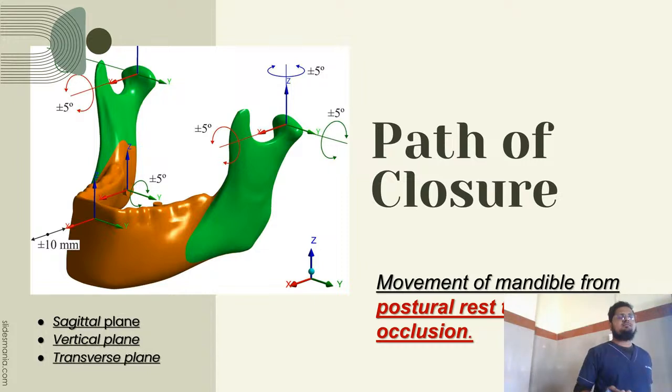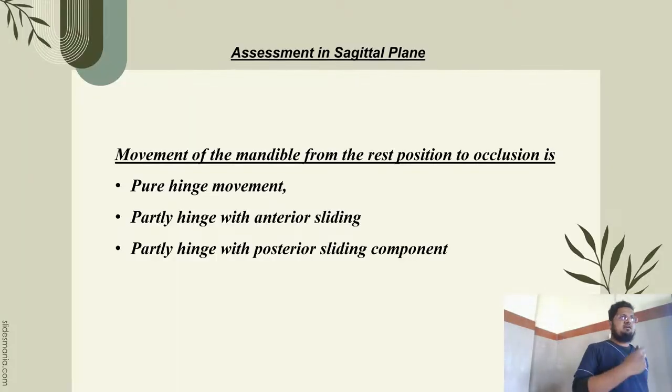The closure of the mandible from postural rest to centric occlusion is also called the path of closure. The path of closure can be examined in three planes: sagittal, vertical, as well as transverse, because there are different paths of closure in different malocclusions. That is why it is very important to determine, so that during diagnosis and treatment planning we can judge how much the mandible should be advanced, in the sagittal, transverse, and vertical planes.